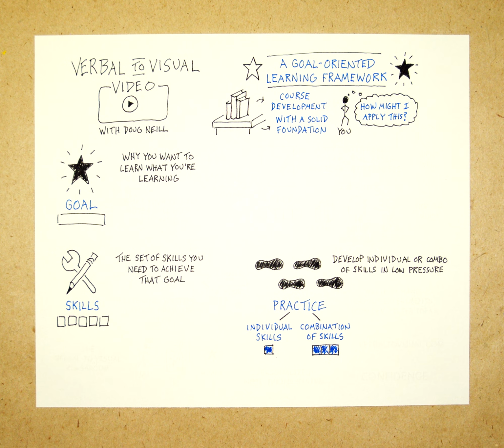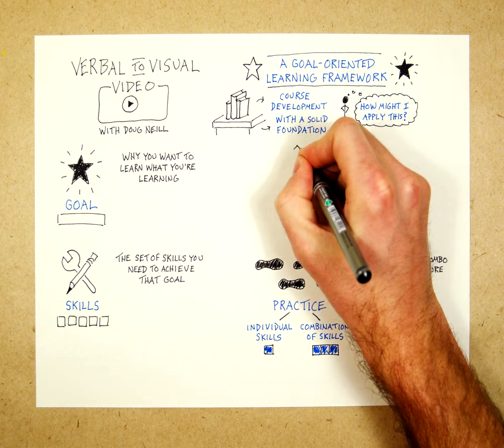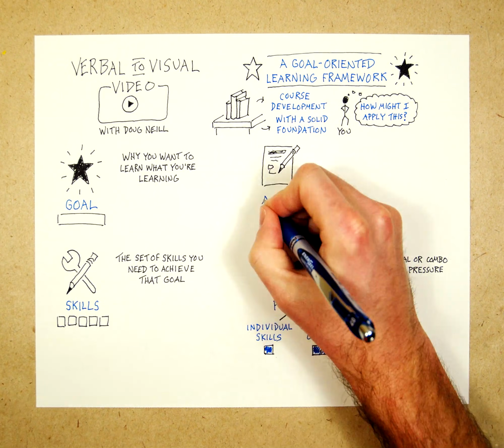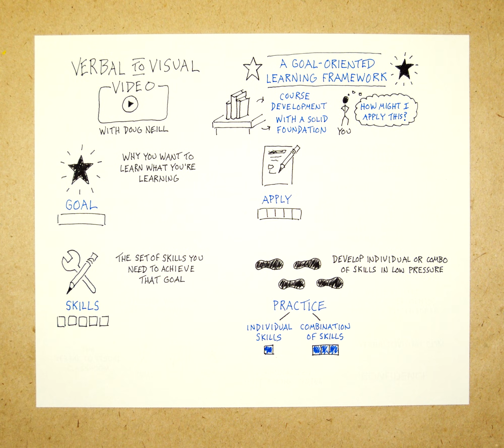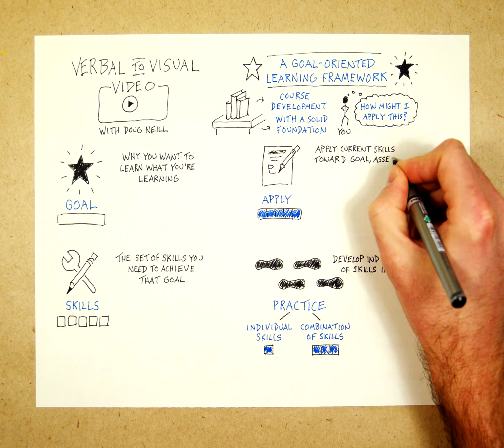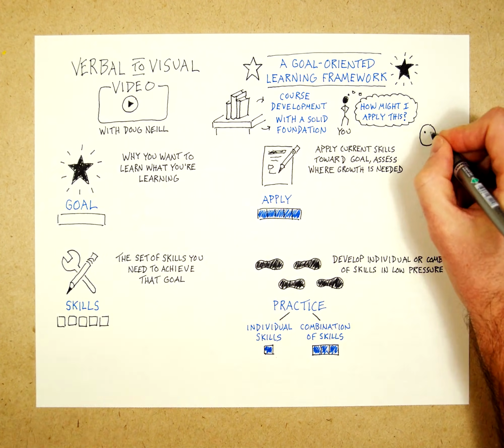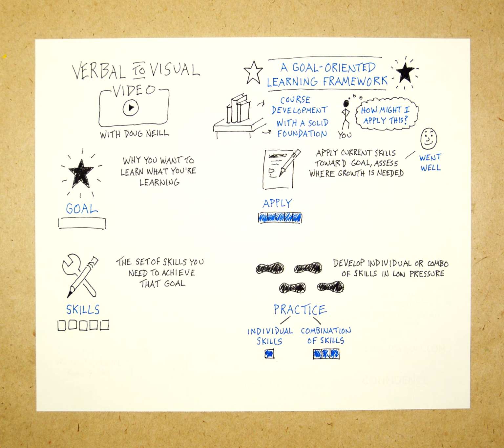And once you've spent some time practicing your skills, then you can move to the stage where you actually apply your skills toward your goal. You bring together those skills that you've been working on and apply them for real, not in a practice situation anymore, but actually in a way that helps you move closer to your goal. When you apply your skills, you might find that things go really well, that you've developed your skills as far as they need to go to be able to actually make concrete progress toward your goal.